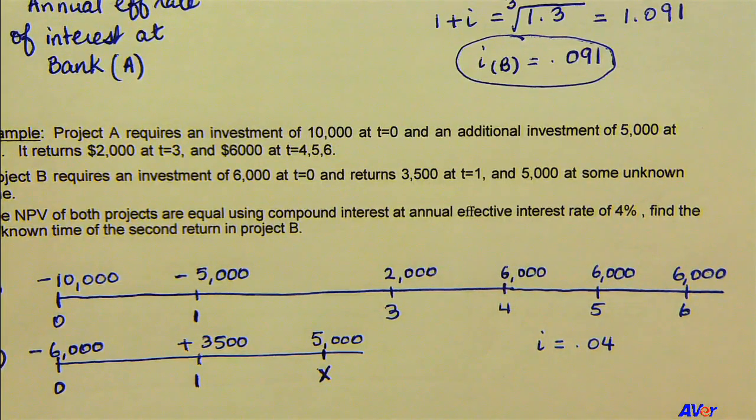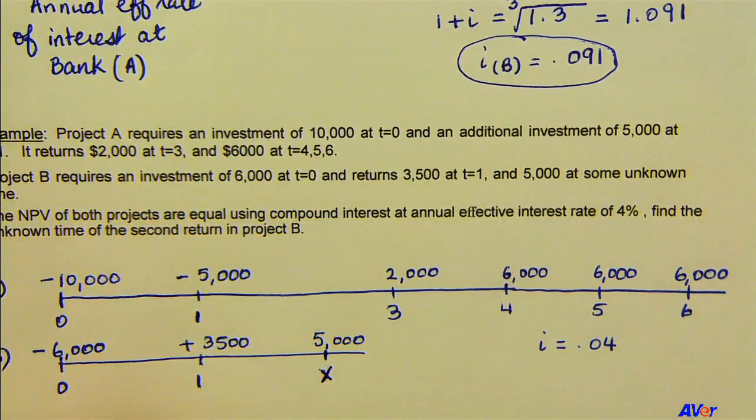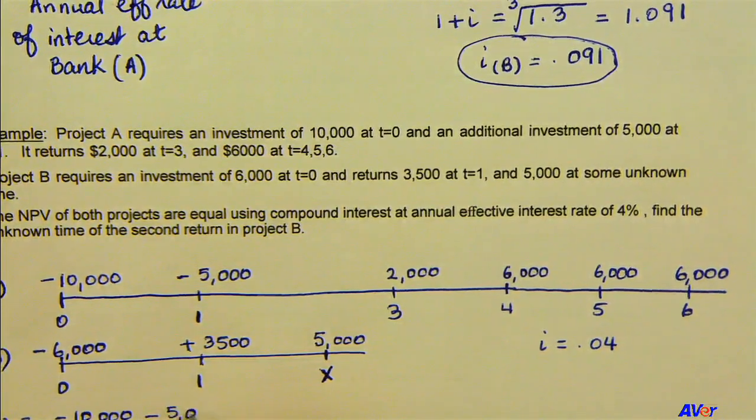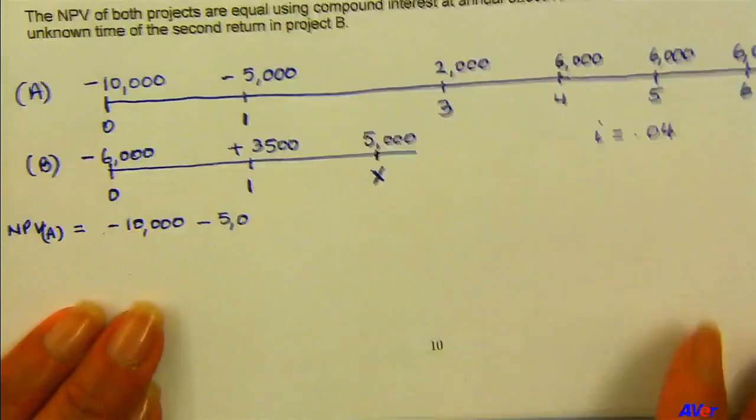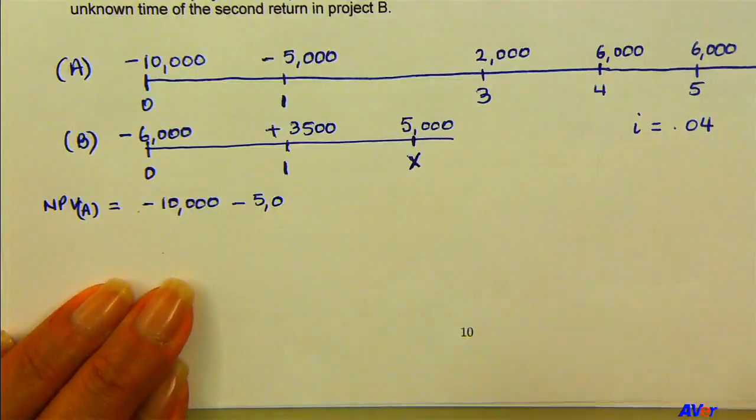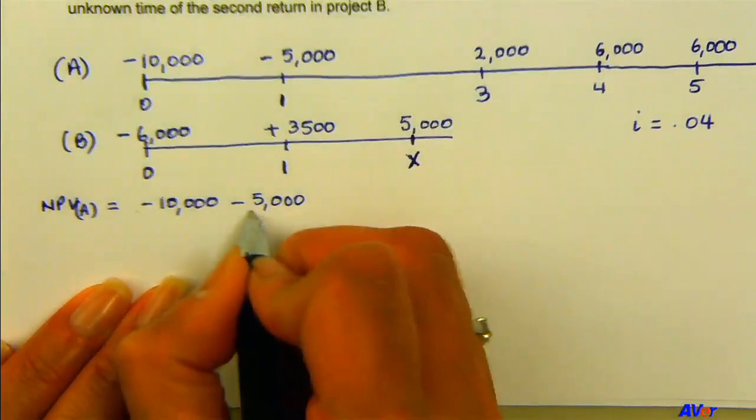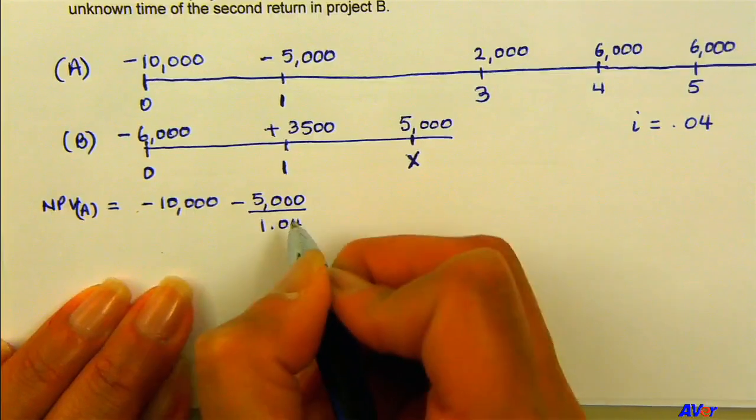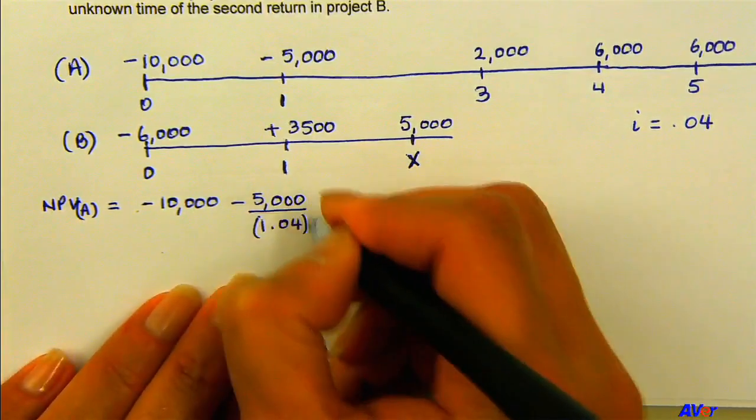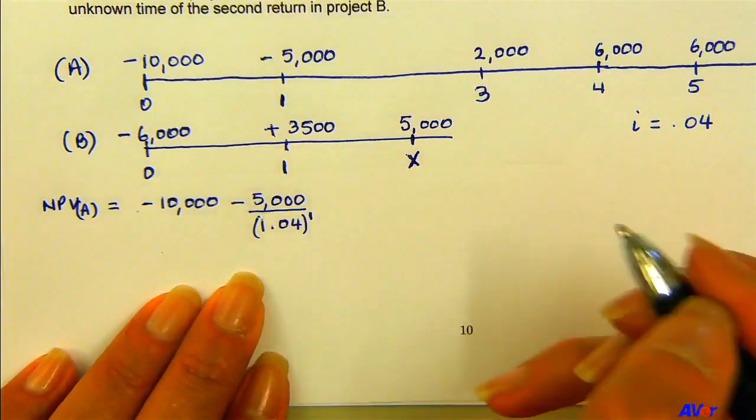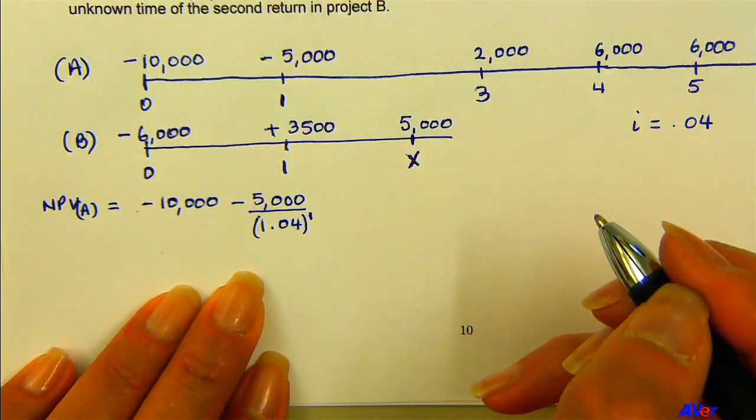So basically you want to take net present value A and set it equal to net present value B, right? Can we do it right now? Net present value of A equals minus 10,000. No need to discount because you're already sitting at time 0. Minus 5,000 divided by 1.04 to the first power. I'm discounting, so I'm using the discount factor, right? 1 over 1 plus i equals v.